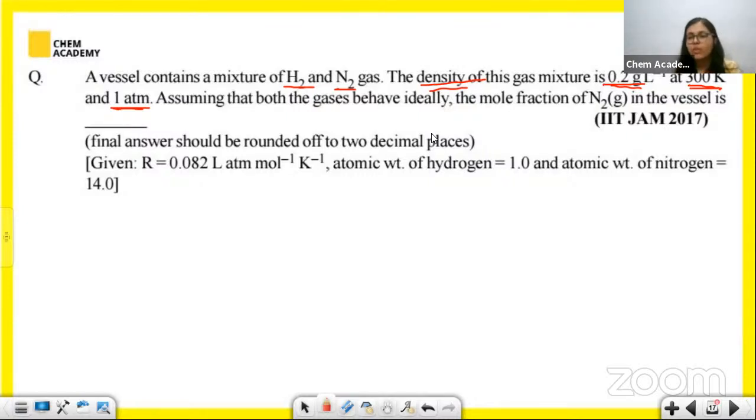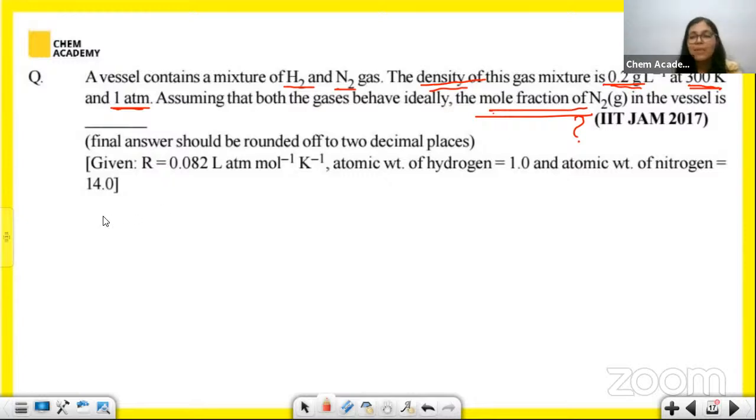So, in this question, we have been given two gases, H2 and N2. We have been given the density of the mixture at 300 Kelvin and 1 atm pressure. Now we have to assume that both of these gases behave ideally. What do we have to calculate? We have to find out the mole fraction of N2. How can we do this question?